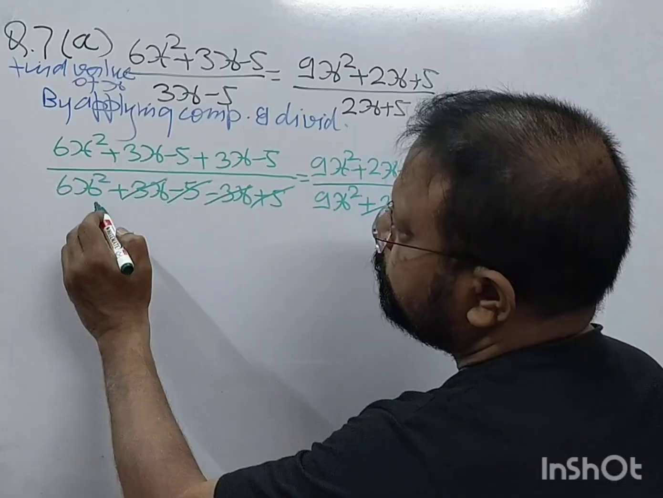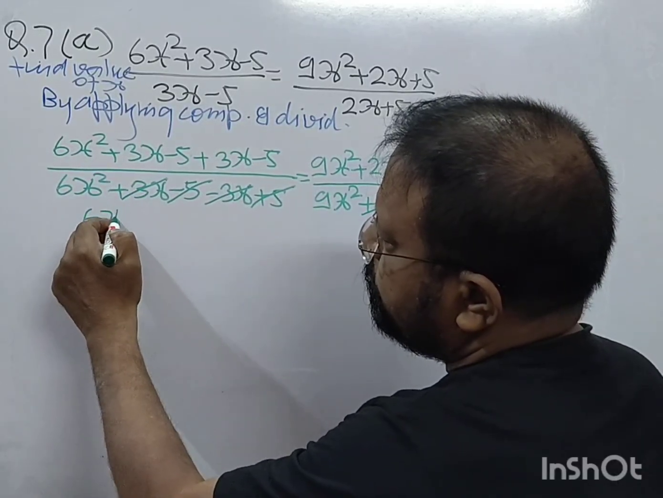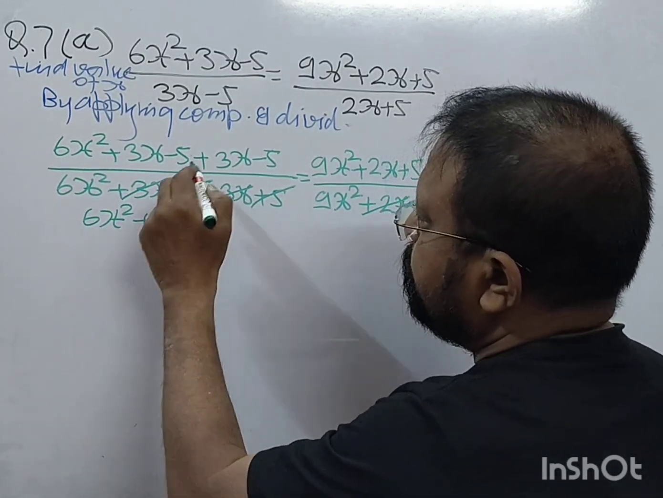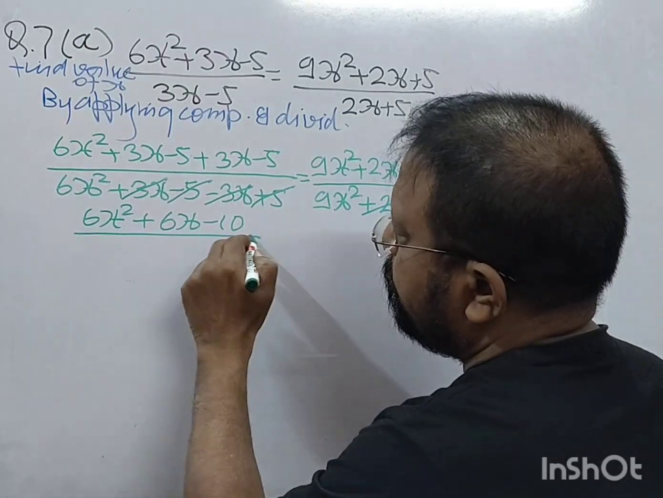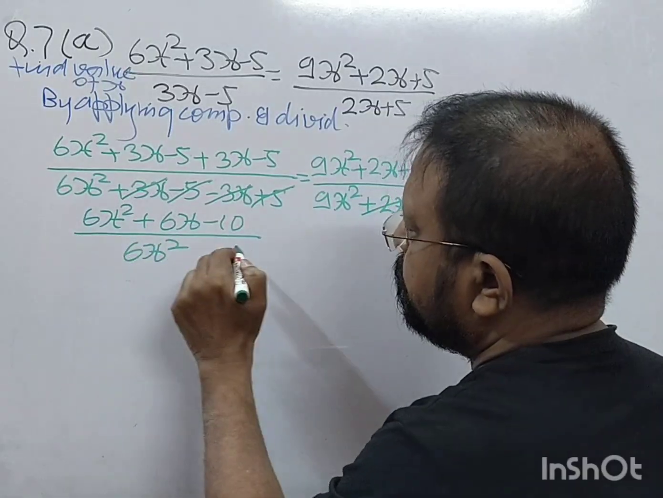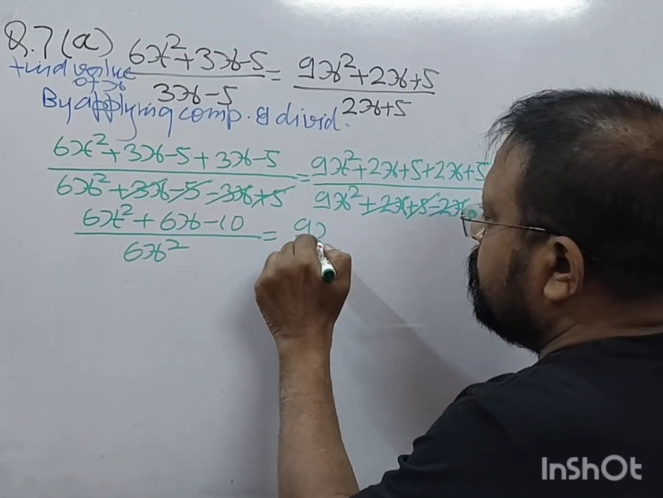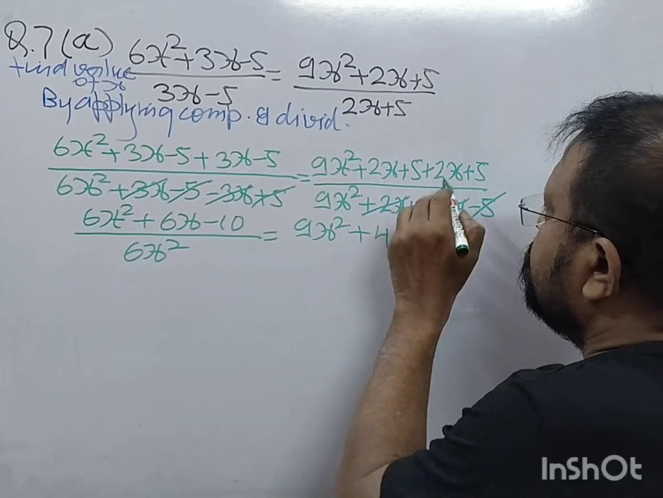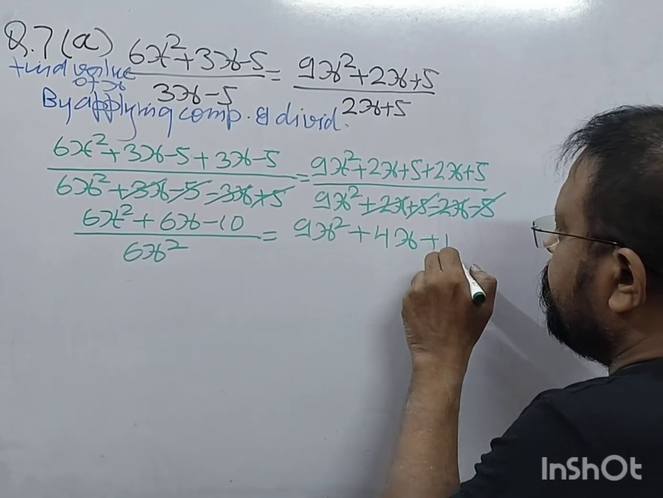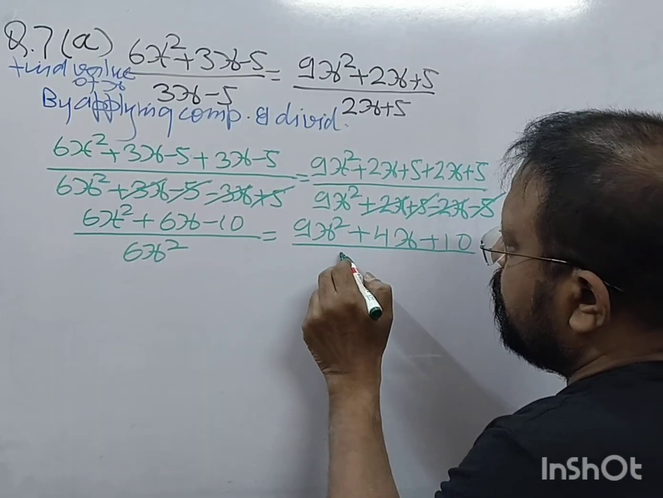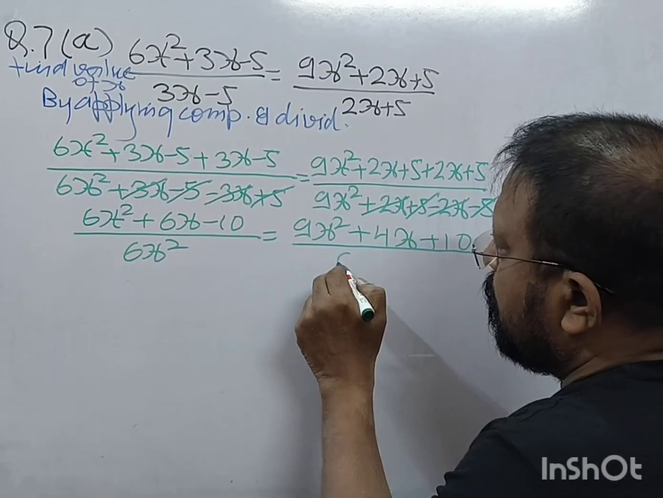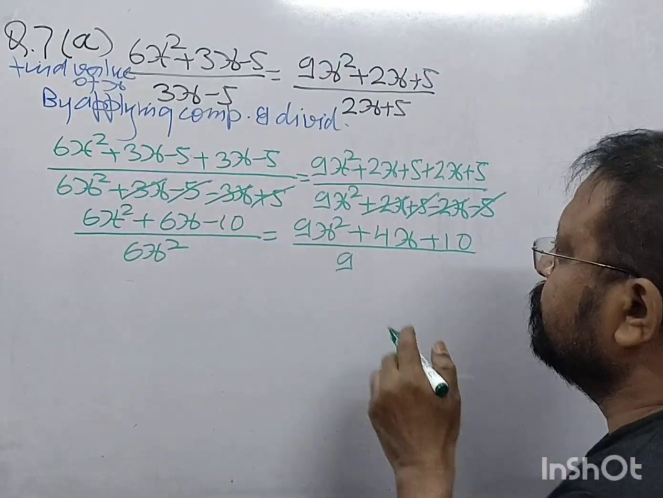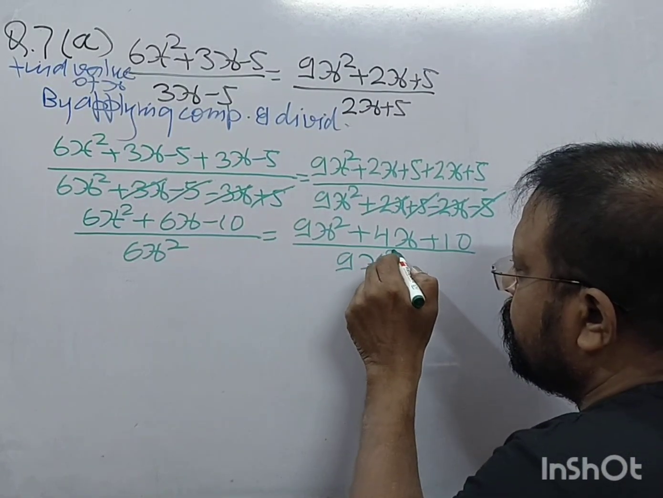So we can write it down as (6x² + 6x − 10)/6x² = (9x² + 4x + 10)/9x², right?